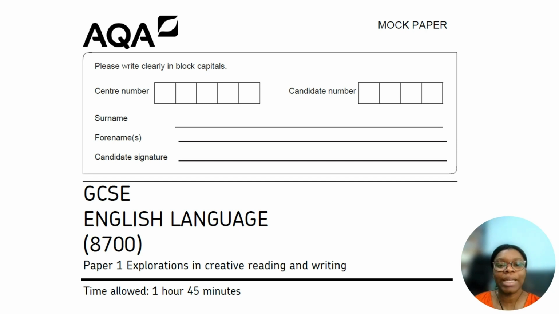So today we're going to be looking at AQA English Language Paper 1. As you all know, Paper 1 is all about explorations in creative writing and reading. You'll be given an example of a fiction text in section A and doing some creative writing in section B. You'll have an hour and 45 minutes to complete the paper. There are 80 marks at stake, and this obviously contributes to 50% of your GCSE English Language grade. So let's get into the questions.